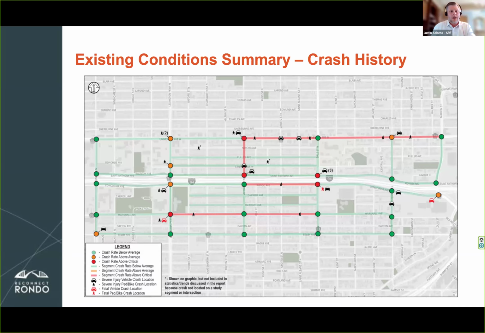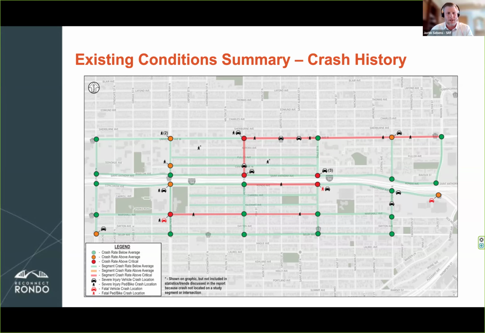Next slide. So here from a crash history perspective, this is starting to look at where do we have those issues? Where are we seeing some crash problems? So on here, might be a little hard to see, but locations that are flagged with red circles or red lines, those are locations where we have crash rates that exceed that critical crash rate that we talked about. So these are locations where we have a statistically significant crash issue.